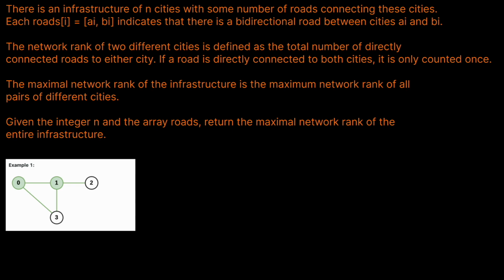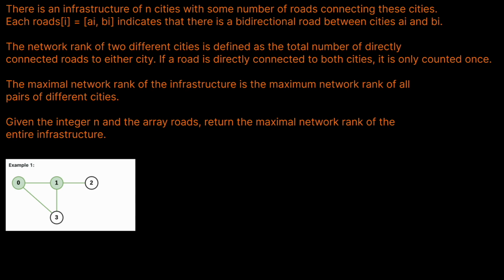The network rank of two different cities is defined as the total number of directly connected roads to either city. If a road is directly connected to both cities, it is only counted once. The maximal network rank of the infrastructure is the maximal network rank of all pairs of different cities. Given the integer n and the array roads, return the maximal network rank of the entire infrastructure.